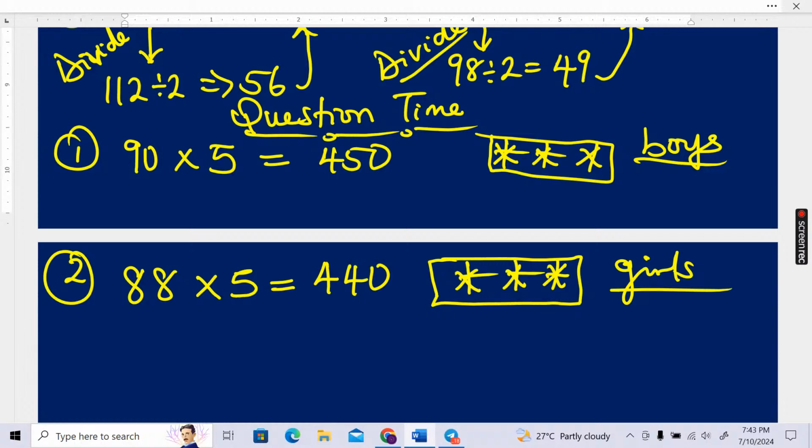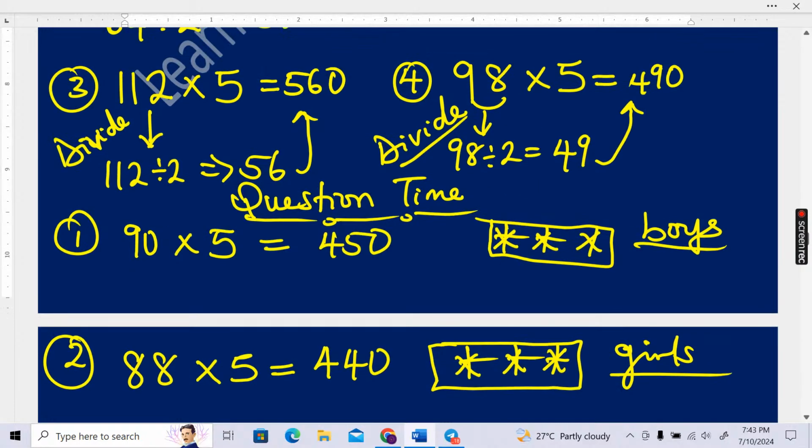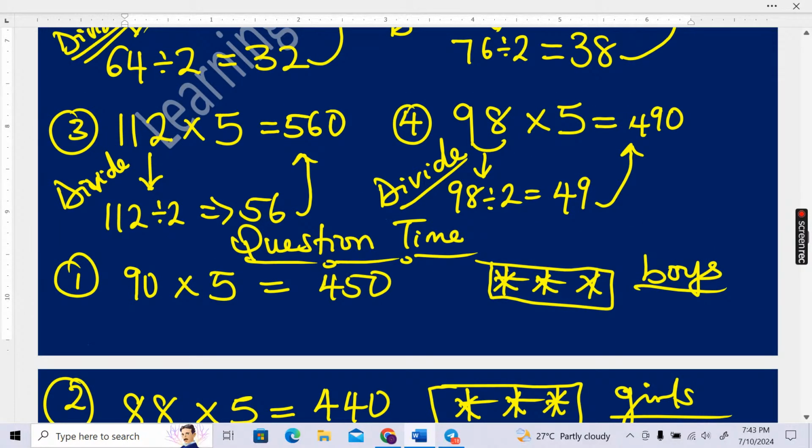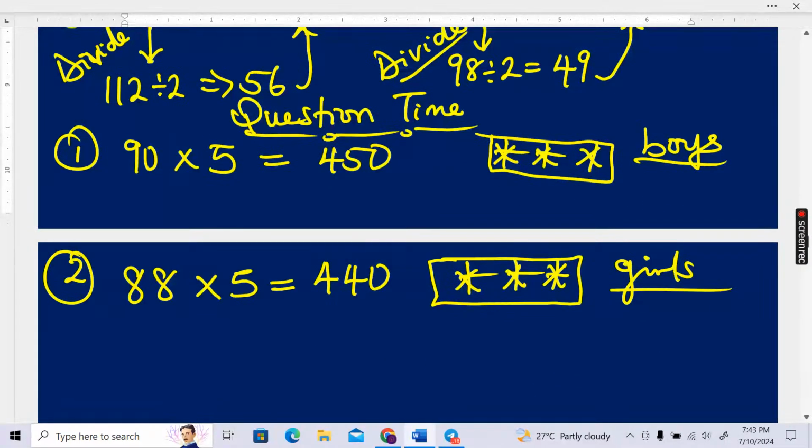All right, so that's fantastic, right? So right now we have been able to learn how to multiply even numbers by 5 by dividing the number by 2 in your head, getting the answer, and writing 0 beside it. When you're to multiply any even number by 5, divide the number by 2 in your head, get the answer, and put 0 beside the answer. That will give you the final answer, right?